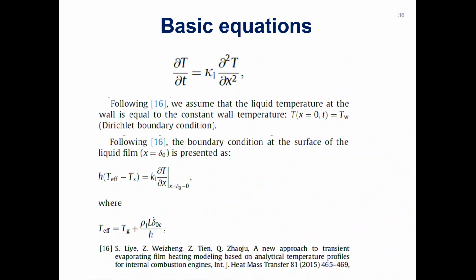And once we make these assumptions, then the problem becomes one-dimensional. So that means that the distribution of temperature inside the film is a function of the distance from the wall inside the film. And it is described by a well-known equation for the temperature, which is solved subject to the boundary condition at the surface of the droplet. These are Robin boundary conditions at the surface of the droplet, and we use the Dirichlet boundary conditions at the wall.